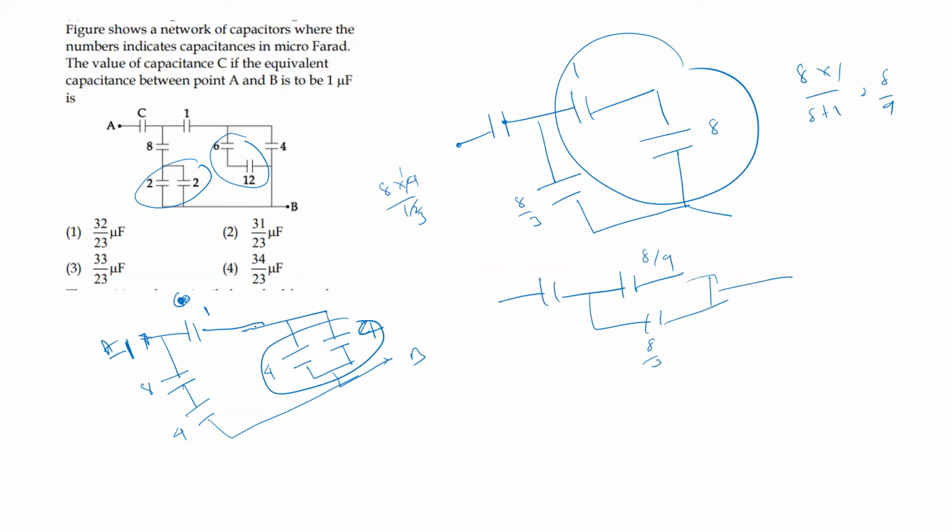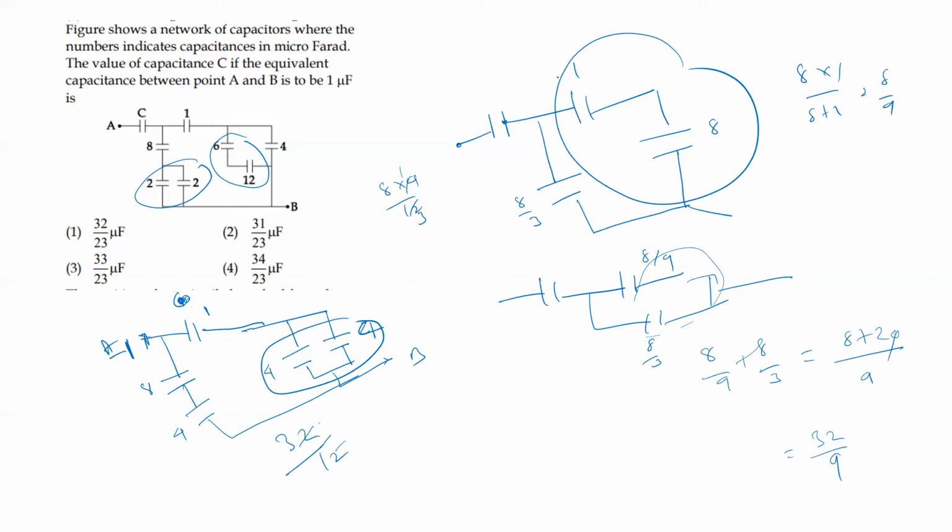Am I correct? If you do it properly, this is 8 and 4 in series, so 32 by 12. How do you cancel? 4 8 are correct. Now again, these two are which combination? Parallel combination. 8 by 9 plus 8 by 3. What is the LCM? 9 is the LCM. 8 plus 24. Here it is 32 by 9.